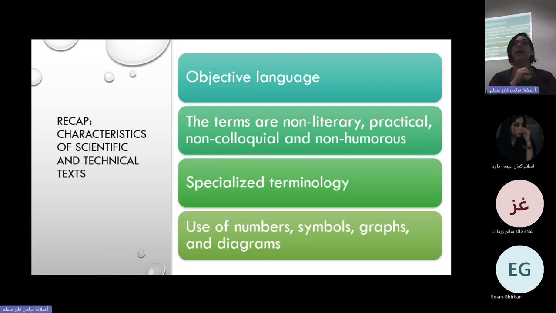As we said, they carry specialized terminologies, okay, that need accurate translation. Because if you're not accurate in scientific and technical terms, you may find yourself in a bit of a problem when you want to practice them, or what do you call it? When you want to apply them, okay? Use of numbers, symbols, graphs, and diagrams. And these are a little bit hard to translate. So you need to translate them accurately.